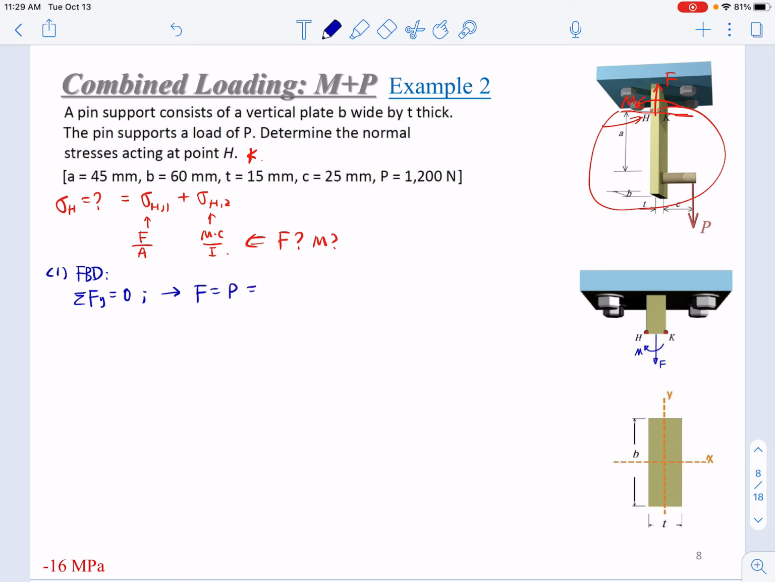That is 1,200 Newton. And sum M equals 0. You will get M equals P times (C plus half T), because C is the distance from the loading to the right edge of the cross section. You still have half thickness to the centroid. Here is the centroid, and you have half T here, plus a C. So this is the arm of the P. Considering these numbers, it equals 39,000 Newton millimeter.